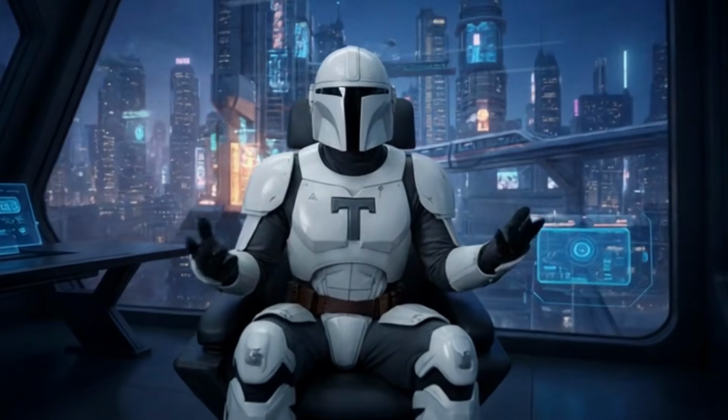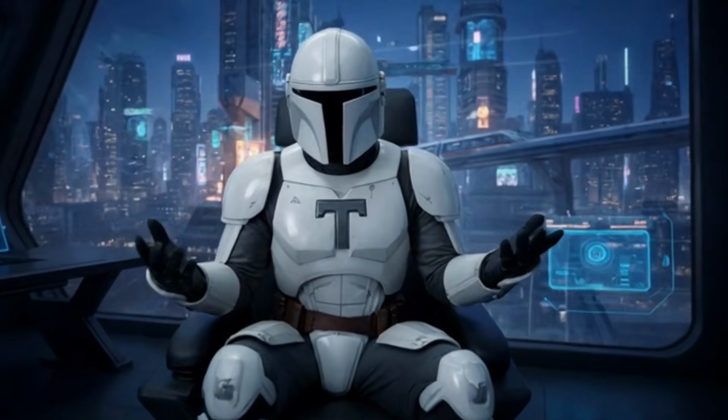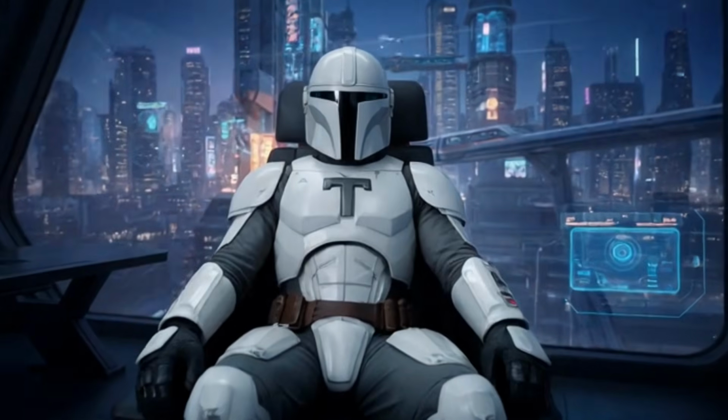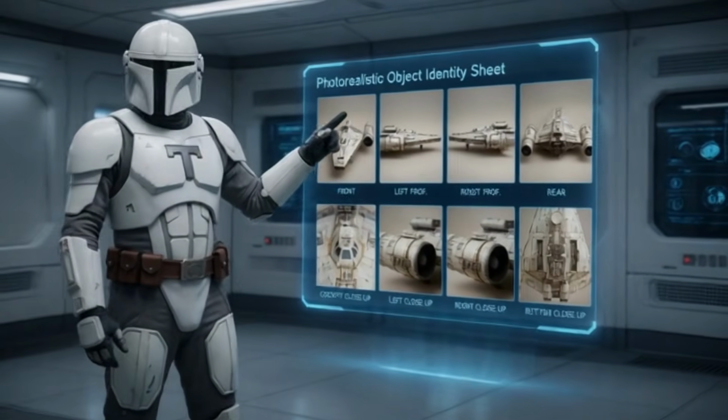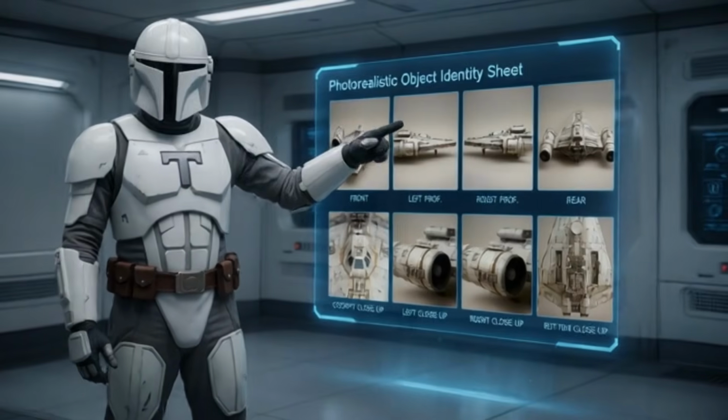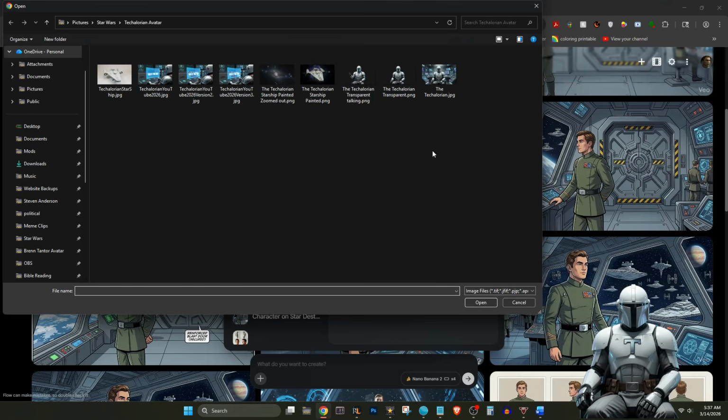Okay, so that is how to create the character sheets for a realistic person and a cartoon. But what about a ship or an object? Can we do the same thing for that? I think I actually was successfully able to do this to create my epic ship.